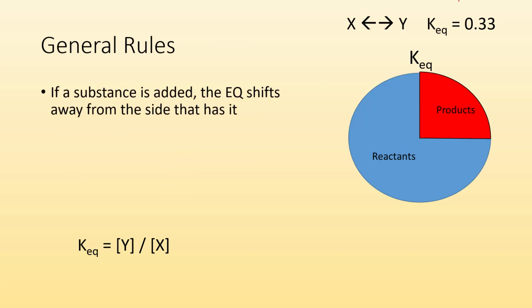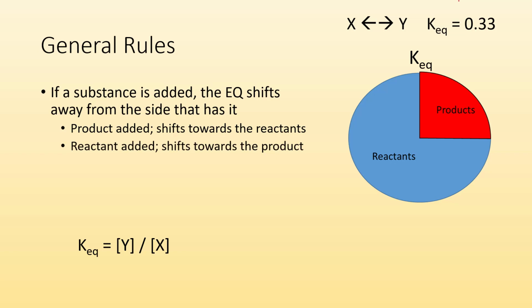If a substance is added, the equilibrium shifts away from the side that has it. So if you add a product, it's going to shift towards the reactant side. If you add a reactant, it's going to shift towards the product side. Right? So we're trying to keep this Keq equal. If I were to add some Y, it's going to shift towards the X side. If I added more product, the equilibrium is going to respond in a way that's going to restore that equilibrium. So it's going to have to use up some of those products to make more reactants.